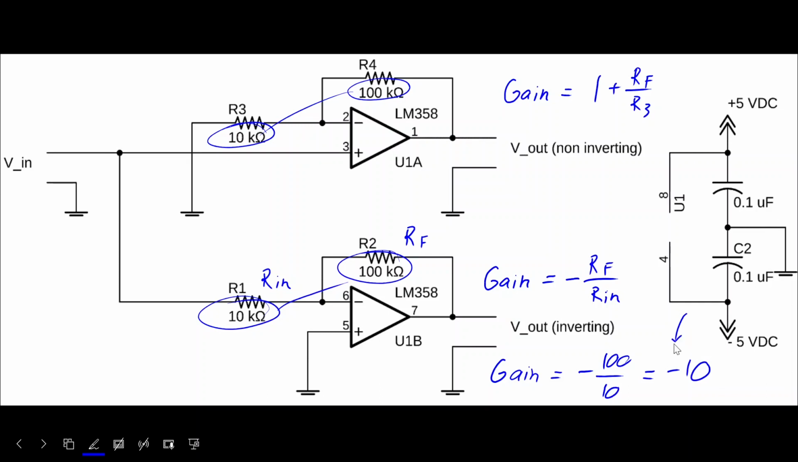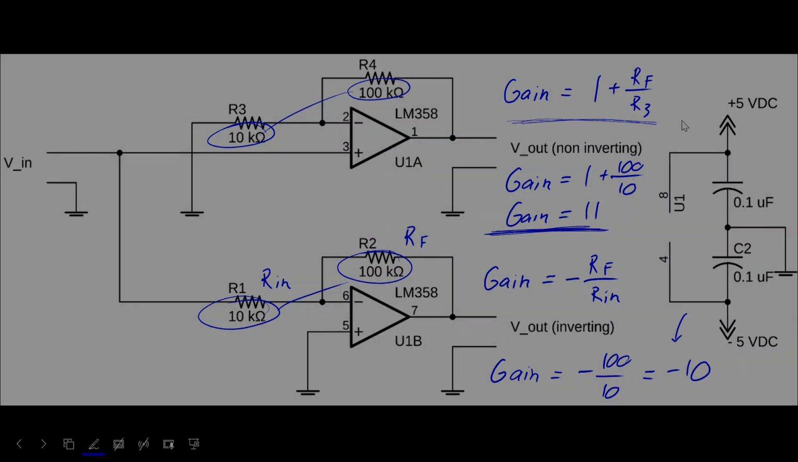Note that the negative number indicates a phase shift because the signal is inverting, right? It's shifted 180 degrees. Whereas the gain for our non-inverting amplifier is 1 plus 100 over 10, which gives us a gain of 11. Momentarily, we will demonstrate that this is indeed the case. Perhaps in the future, we can derive this equation, but that's beyond the scope of our First Experiments videos.